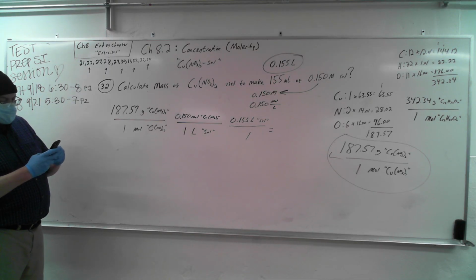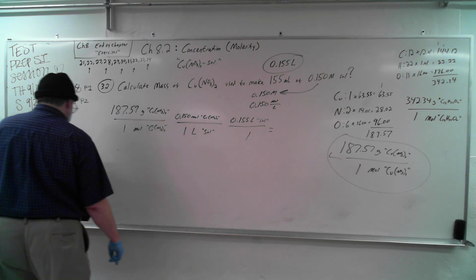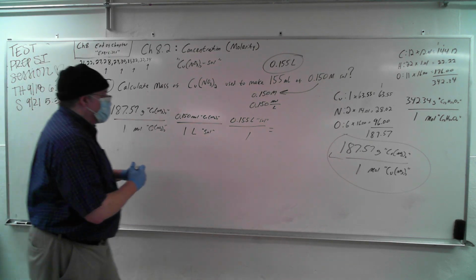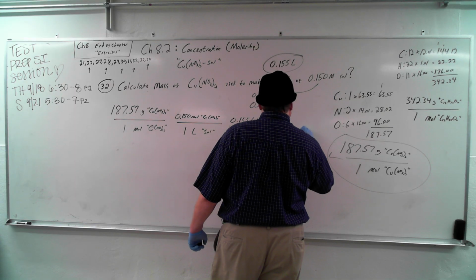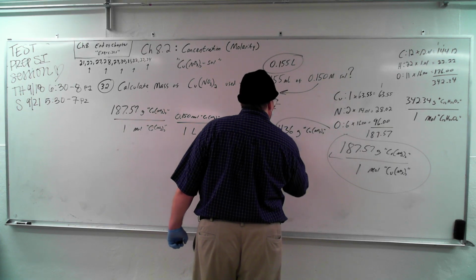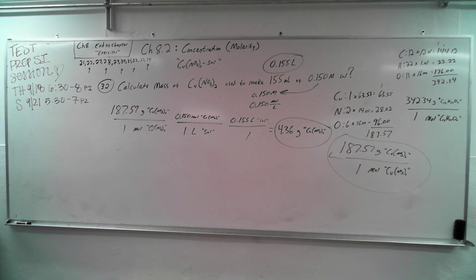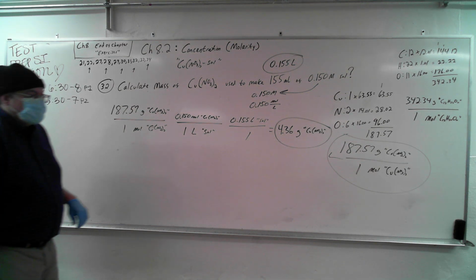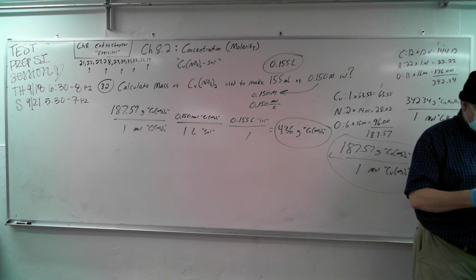Times 0.150 times 0.155, nothing to divide by. 5 significant figures, 3, 3, so I need 3 there. 4.36 is what I get. Grams of CuNO3. I'm going to do one more and then stop. Exactly like this one.